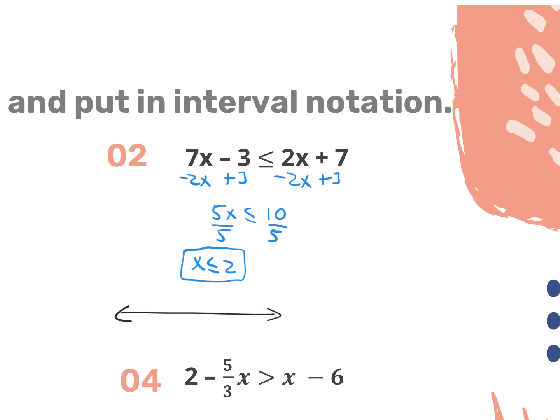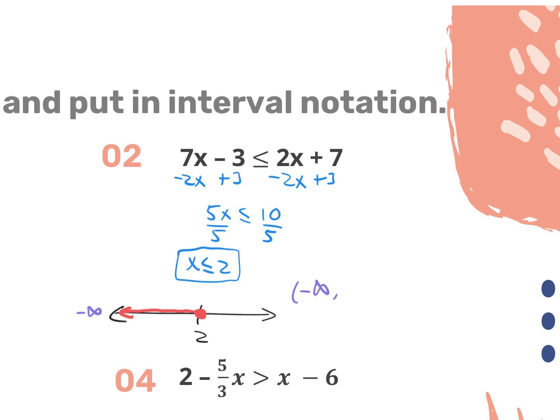And now as a graph, at 2, we're going to have a closed circle because it's with equality. So 2 is allowed to be a solution, and we want anything less than 2, so we're going to the left. And to write our answer in interval notation, going from left to right, we're going to start at negative infinity. This is the most left as we can go. So negative infinity, we're going to go up to 2. And we are including 2. There is a closed circle, so we're going to have a bracket. So in purple is our answer in interval notation.